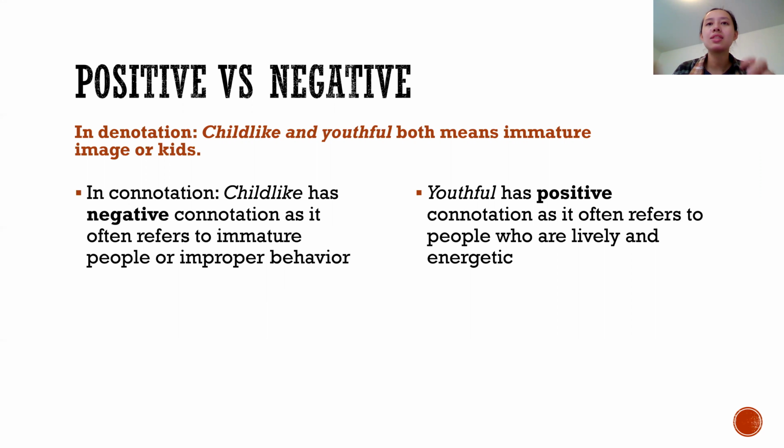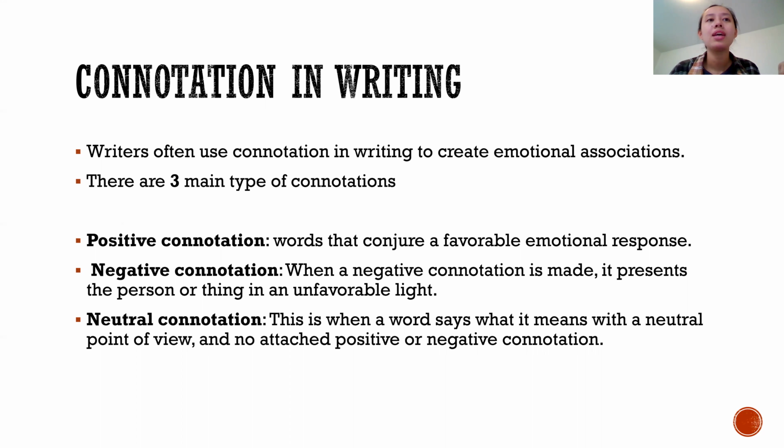And as you are now familiar with how connotations can convey important messages or shape characters, let's look at how they are used in writing. Writers often use connotations in writing to create emotional association. There are three types of connotations.